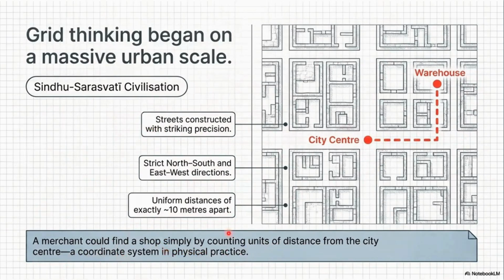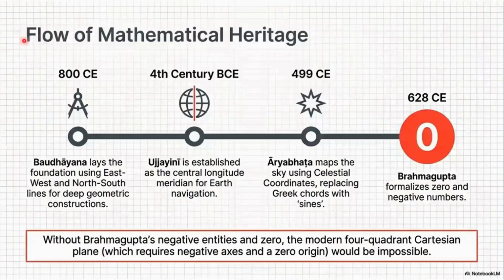system in physical practice. Okay, now the flow of mathematical heritage, how it started and how it evolved. In the starting, 800 CE, Bodhayan lays the foundation using east-west and north-south lines for deep geometrical construction. And then Ujjaini is a place, as I have already discussed. So in the 4th century BCE, Ujjaini is established as the central longitude meridian for earth navigation.